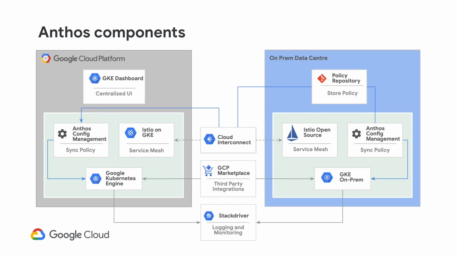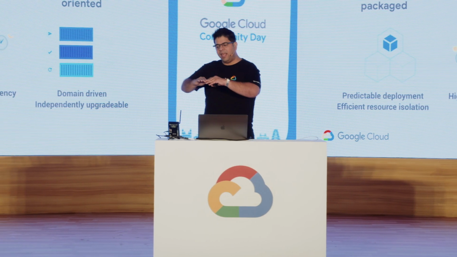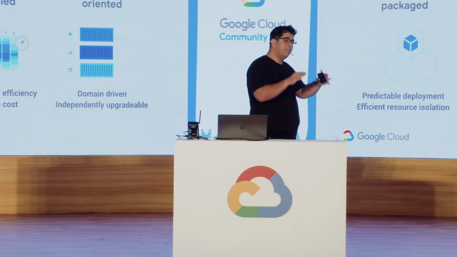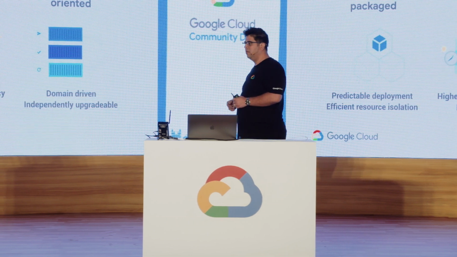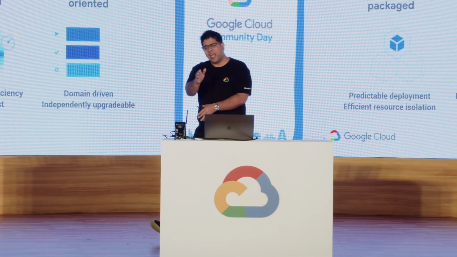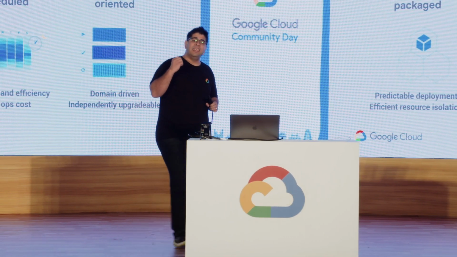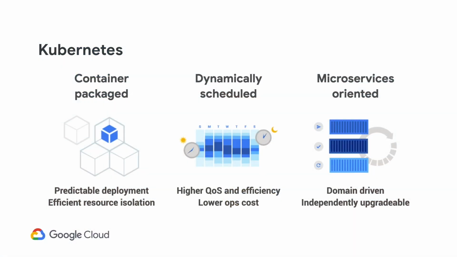So let's go back to Kubernetes. When we open-sourced Kubernetes and released it to the world, we identified cloud-native applications in 3 ways. The first is that they are container packaged. They're portable, they're predictable, and they have isolated resources. The second is that they are dynamically scheduled. So we use a machine to allocate clusters across other machines. And the third is that they are microservices oriented. So each of these components is somewhat loosely coupled and supports independent upgrades.